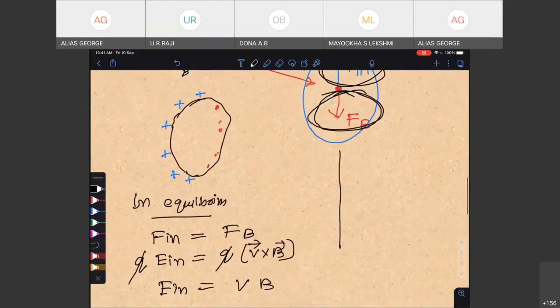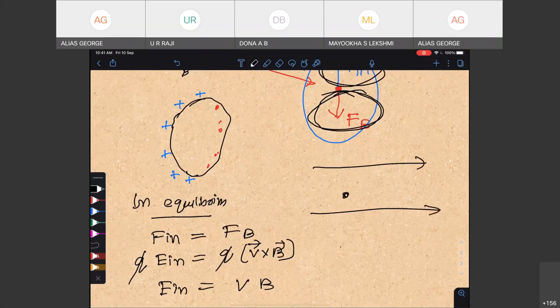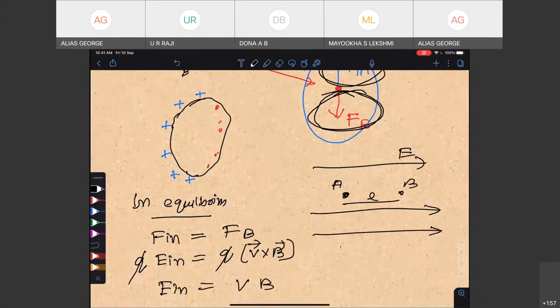I will ask one more thing. When there is an electric field here, I took 2 points, A and B, and the separation between them is L. So whom will I ask next?